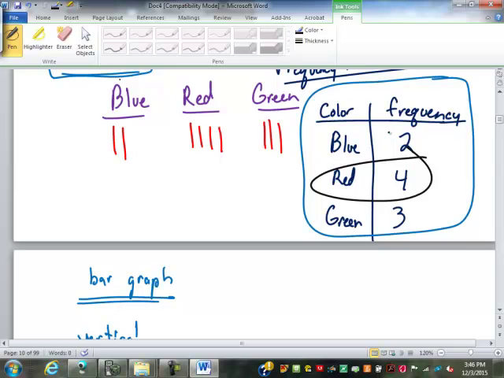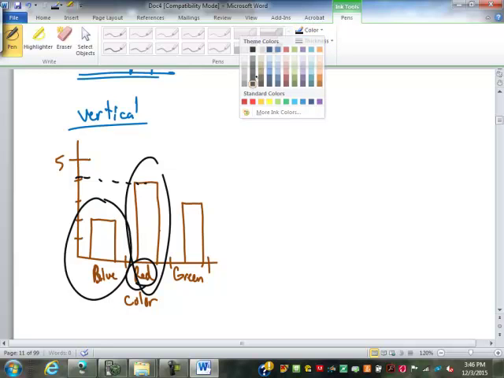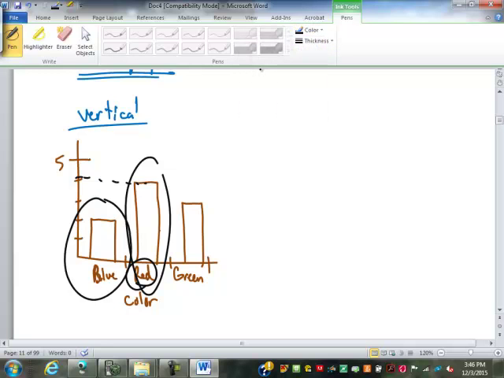What the bar graph is great for is saying, what color was chosen most often? Red, because its bar is the tallest. Which color was chosen least often? Blue, because its bar is the shortest. Now, in this graph, we could very easily say green is 3, blue is 2, red is 4. We could find the exact frequency. But most of the time in a bar graph, that's not the case.